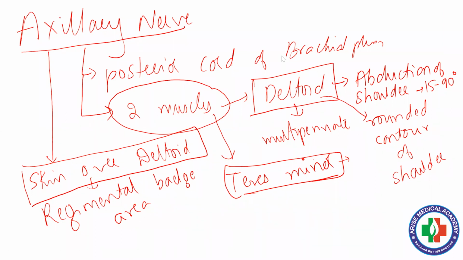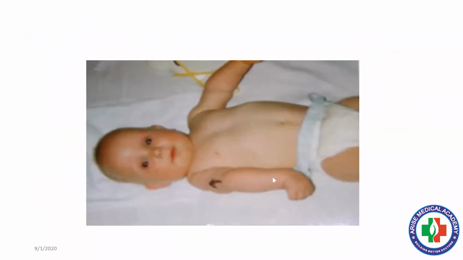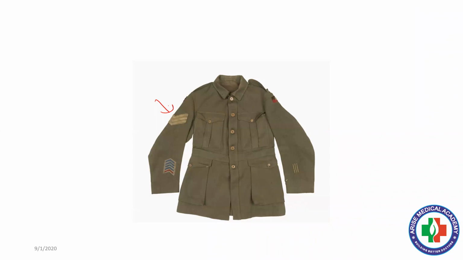Just the course of the axillary nerve I want you to learn. Few things in the axillary nerve. This area is called the regimental badge area. In the military, they have these regimental badges on the area near the deltoid, on the deltoid region. This is called the regimental badge. So this loss of sensation on the deltoid is called the regimental badge sign.